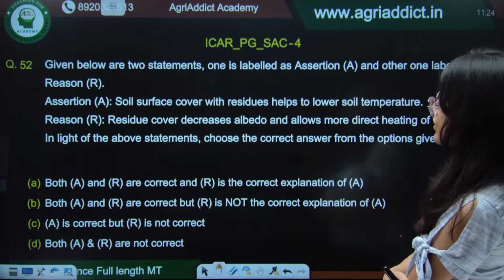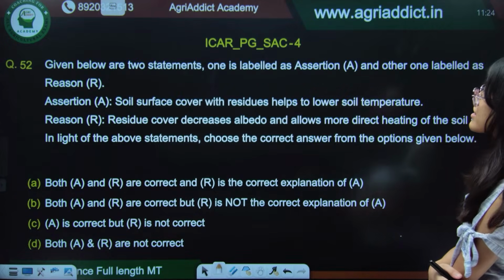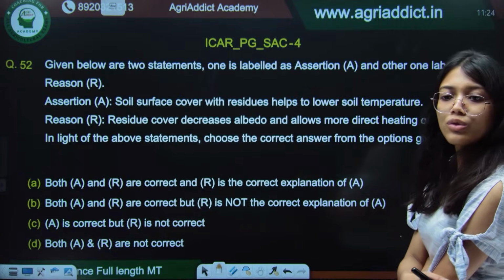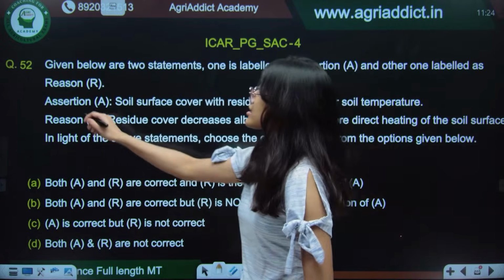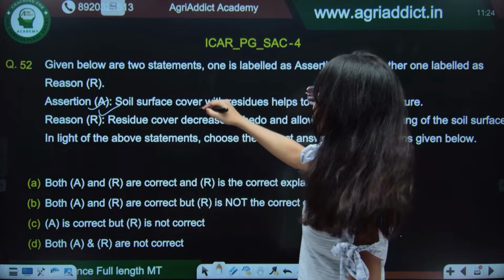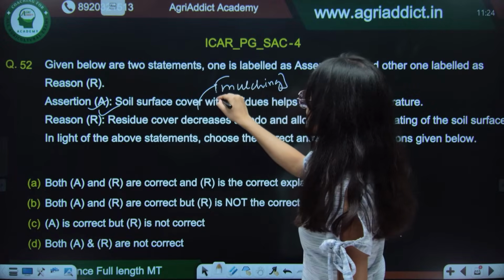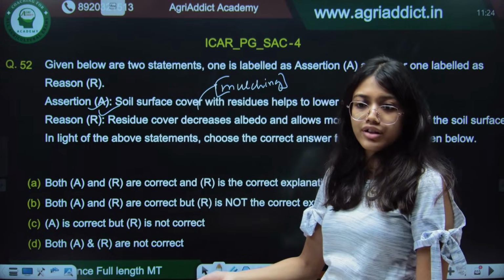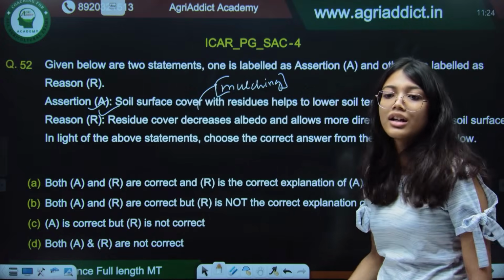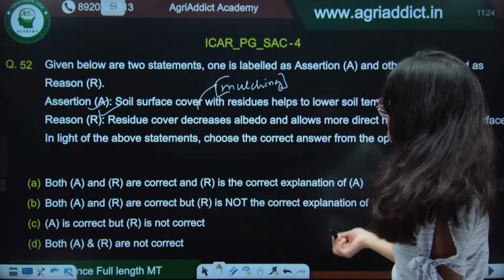Question number 52. Soil surface cover with residues helps to lower soil temperature. This is a correct statement. Why? Because mulching is there. We do mulching to reduce soil temperature. We use vegetation, do afforestation to reduce the soil temperature. Comment the answer in the chat box, guys.